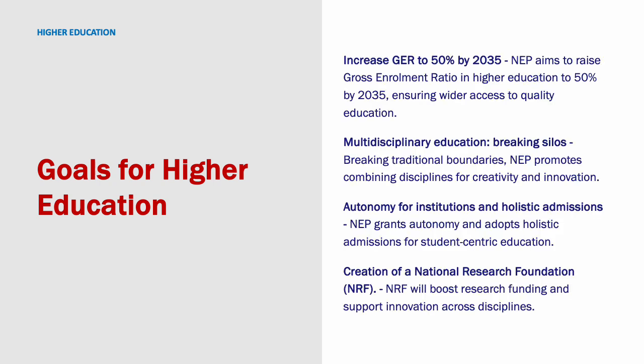Now let's shift to higher education. Did you know the NEP aims to increase the gross enrollment ratio in higher education to 50% by 2035? That's huge. Plus, it encourages multidisciplinary education, flexible curricula, and the establishment of a national research foundation to fuel innovation. And here's a fun fact: by 2040, all institutions are expected to be multidisciplinary.